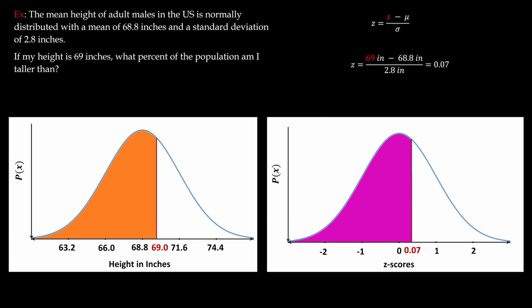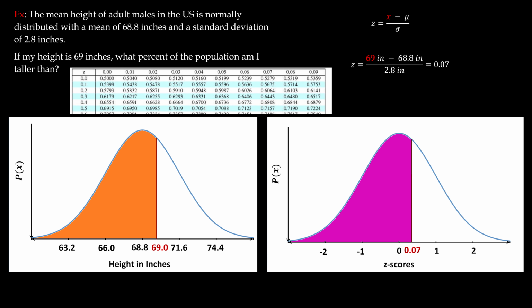Given a z-score of 0.071, I can find the portion of the population that I'm taller than by looking at my z-table. The total area to the left of a z-score of 0.071 is 0.5279. This means that I'm taller than 52.79% of the population.